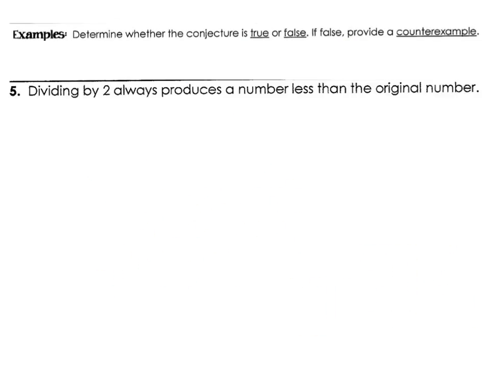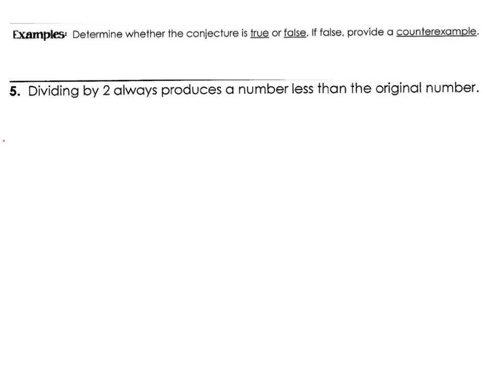All right, number 5. Dividing by 2 always produces a number less than the original number. If we're dividing by 2, so if we have, let's say, 10, and we're dividing by 2, that does equal a smaller number. That equals 5. So that is not a counterexample because that proves it to be true, right? What we want to think of is something that proves this false. That would be a counterexample.